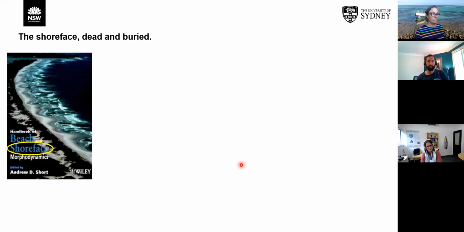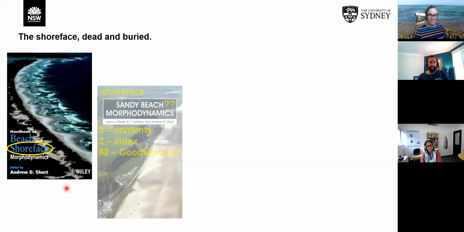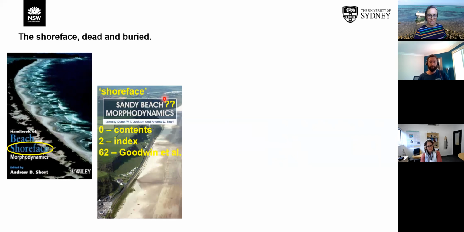So I thought the shore face was sort of dead and buried recently. It had its heyday in the 90s when the shore face would appear on the cover of books about beach morphodynamics. And I saw this book recently, and shore face had dropped out of the beach system, dropped out of the title. Zero mentions in the table of contents of the shore face. Two questionable mentions in the index, one relating to the shore face translation model and one relating to bathymetry. And it seemed that despite Ian Goodwin's 62 references to the shore face in his chapter, it was largely absent from this book. And this is just a little bit of fun, of course.